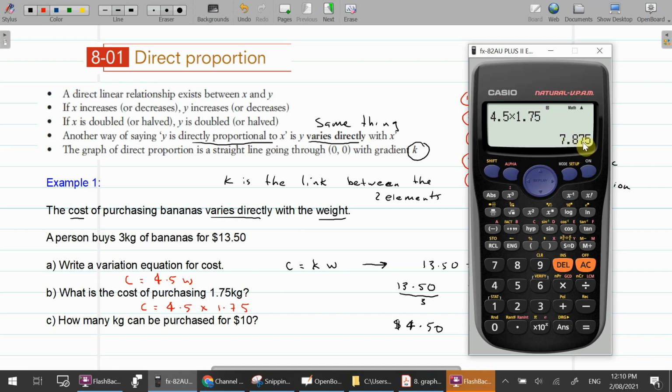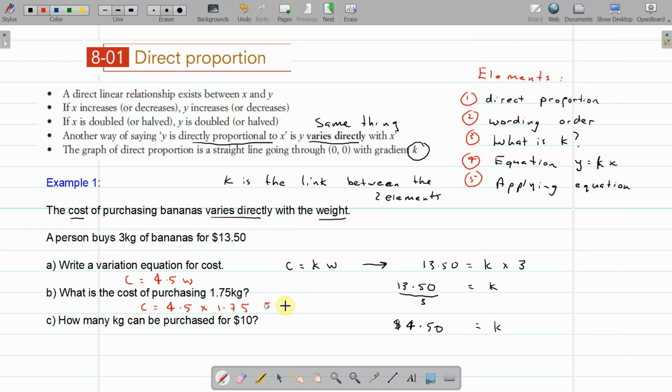$7.875. Well, that's dollars, so we'll just take it to $7.88. Equals $7.88. Okay, how many kilos this time? So we know what the cost is, $10.